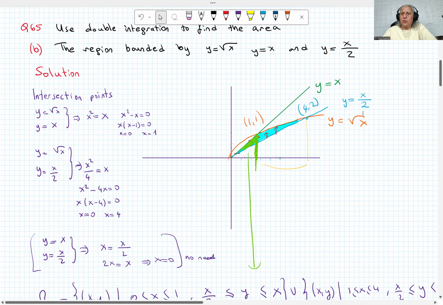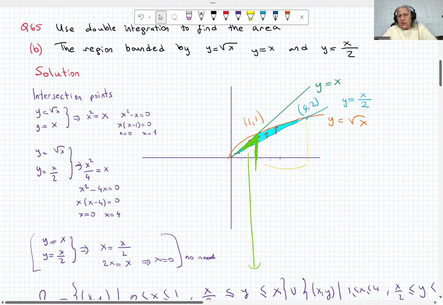And also if you put x is equal to 4 and y is equal to 2 for this point. So this point of the intersection is the intersection of the curves of this one and this one. So we decide exactly the region now. So the region is this colored area, this one and this one, right?